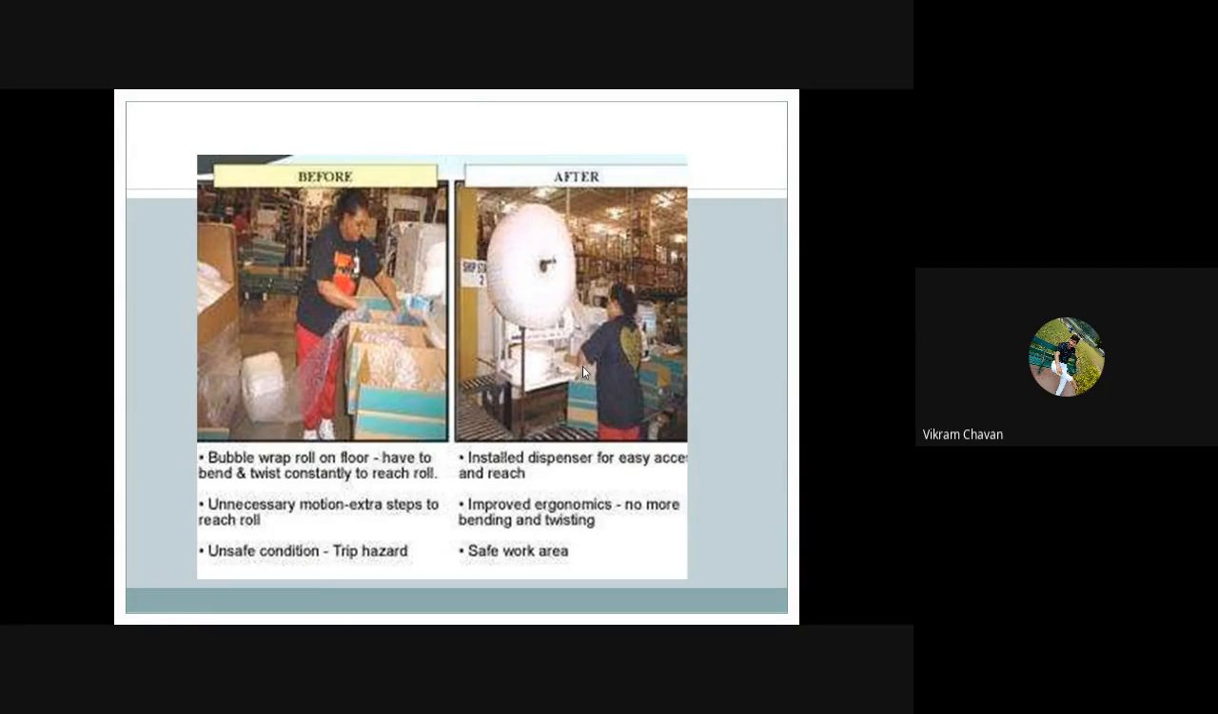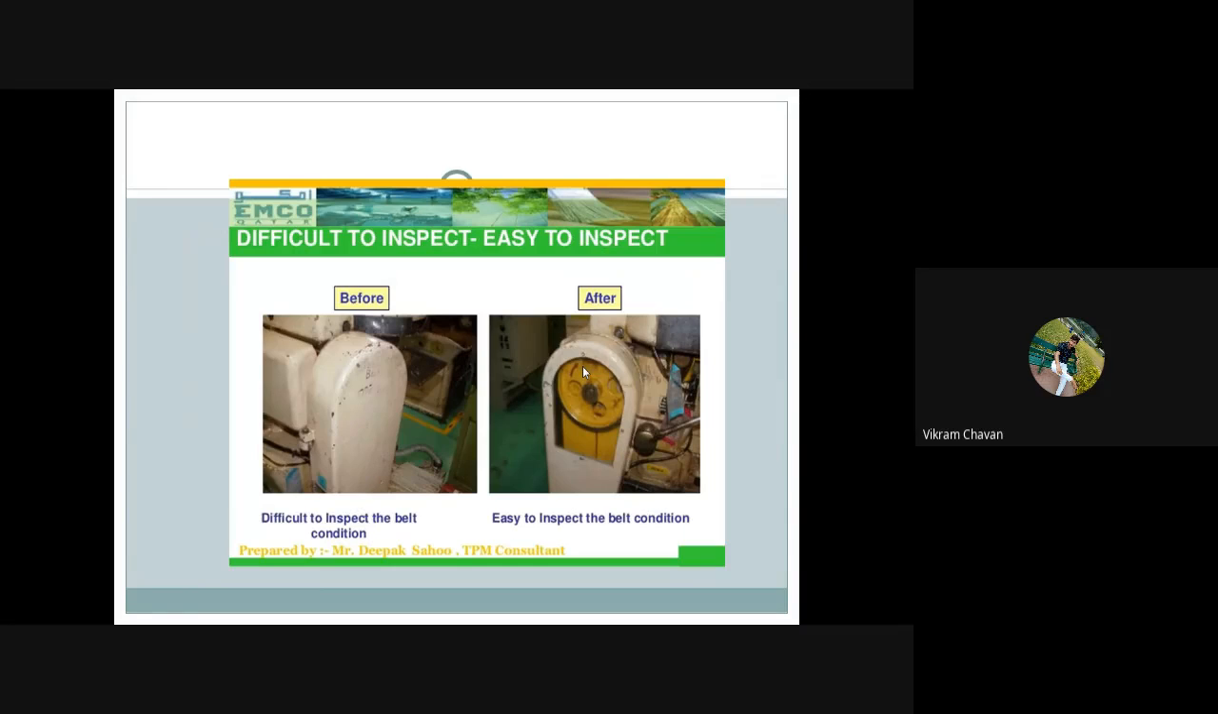So here that particular industry has done some small changes and improved the work location, reduced the fatigue, and improved the productivity also. Okay, so that is nothing but Kaizen. This is considered a Kaizen for improving the work location and reducing the fatigue of a worker.